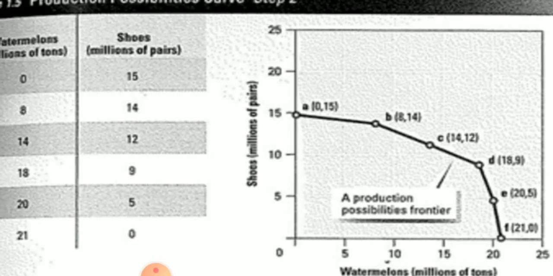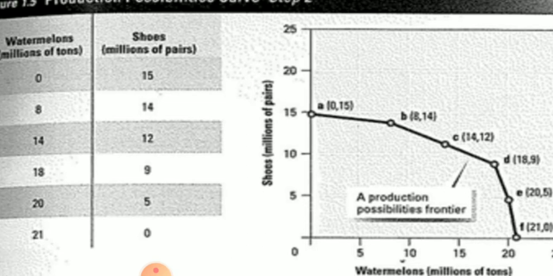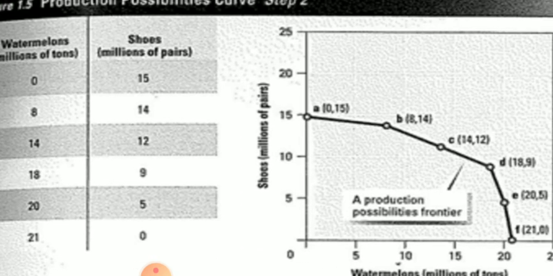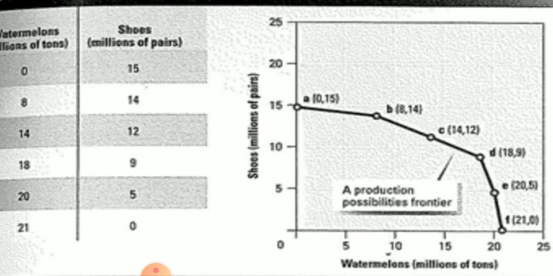This point A represents the point at which I have no watermelons and 15 millions of pairs of shoes. At point B, we have the production of 8 million tons of watermelons, with 14 millions of pairs of shoes.